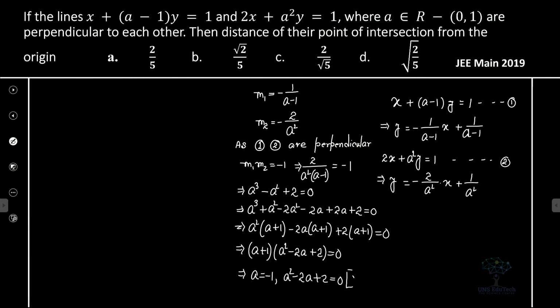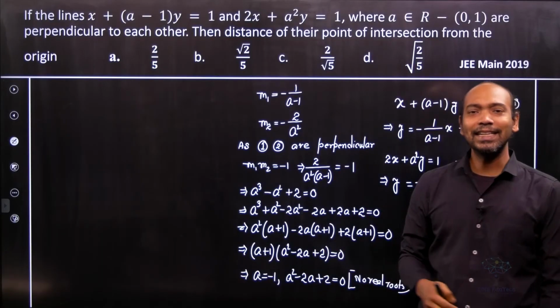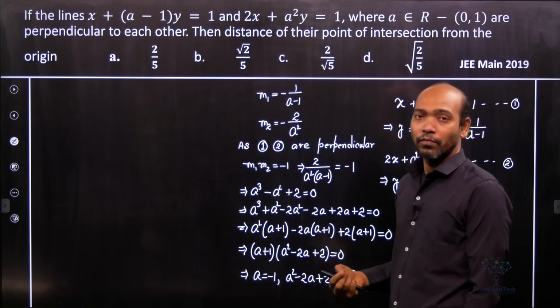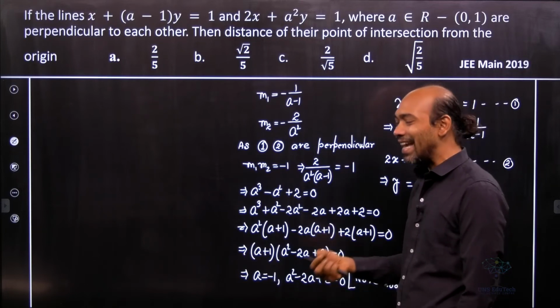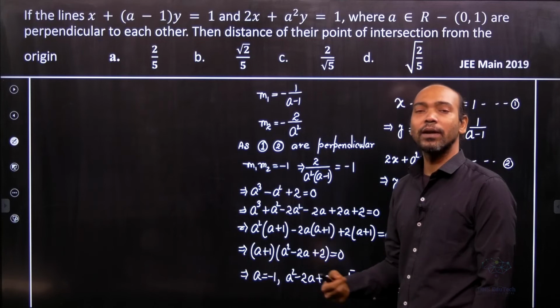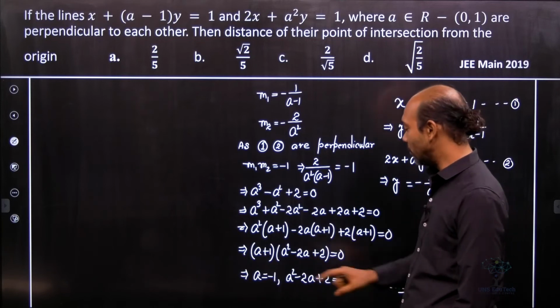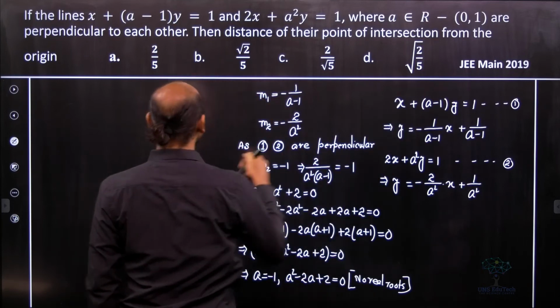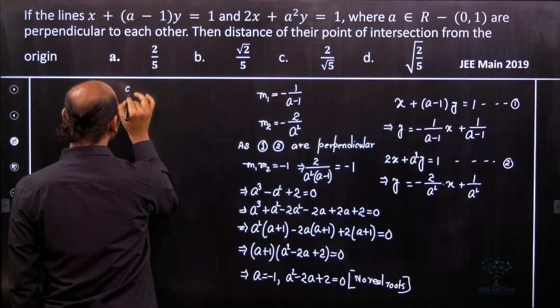But this doesn't have real roots. Why? You can easily see that if I find b square minus 4ac, the discriminant of this equation, b square is 4 and minus 4ac is 8, so it's less than 0. The discriminant is less than 0, so it doesn't have a real root. So a is minus 1. Now that a is minus 1, we can substitute into the given lines.